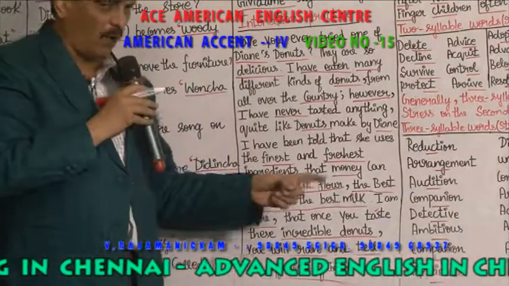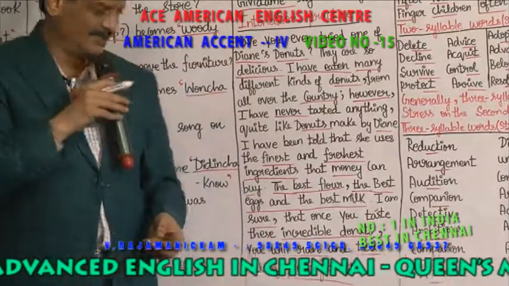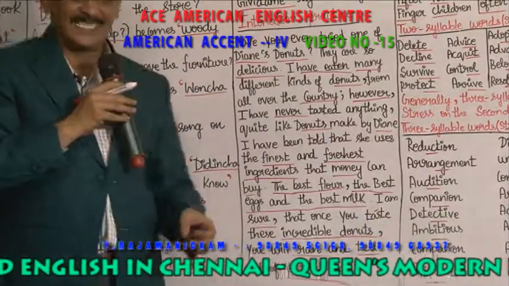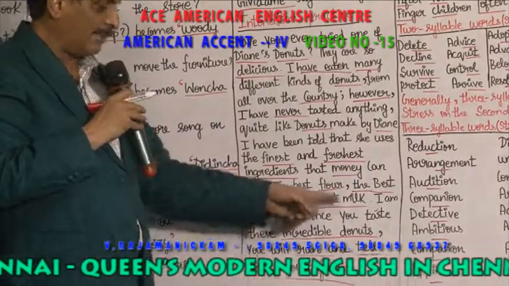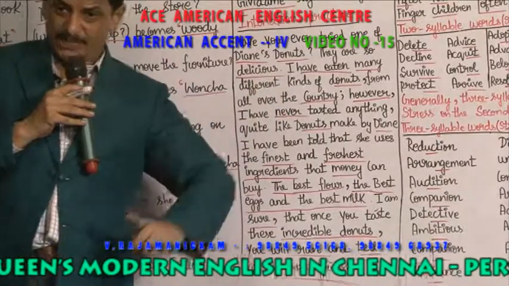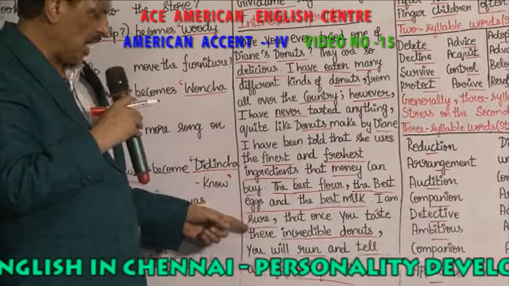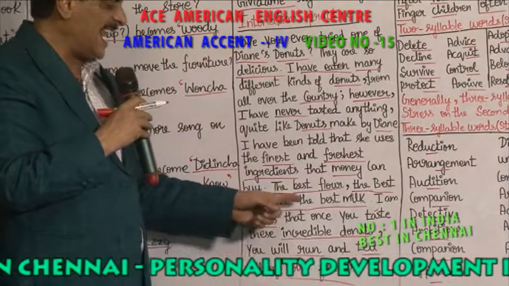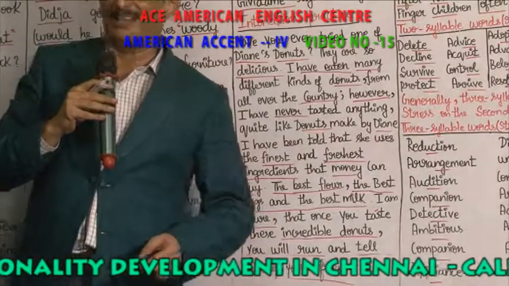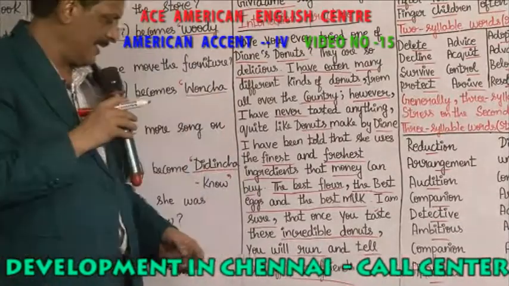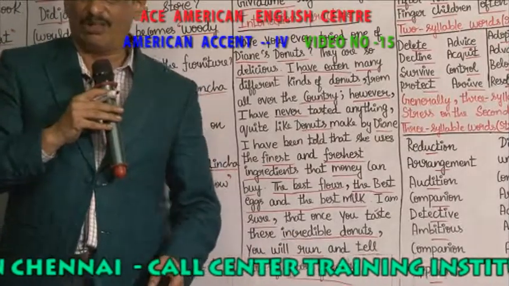The best flour. What do you mean by flour? Tamil they say mavu. The best eggs. Best eggs she uses. So flour you have to stress, eggs. And the best milk she uses. The best milk, best flour, best eggs. I'm sure that once you taste these incredible doughnuts, what do you mean by incredible? Unbelievable. You will run and tell all of your friends. You'll go and tell to all of your friends.